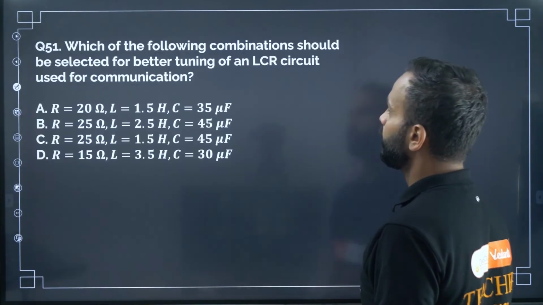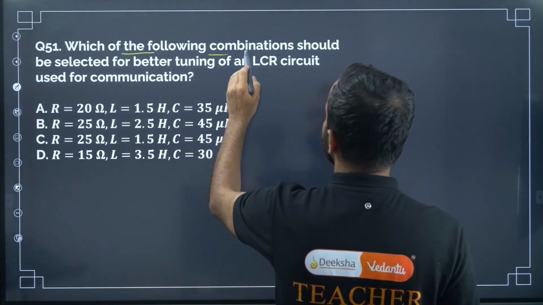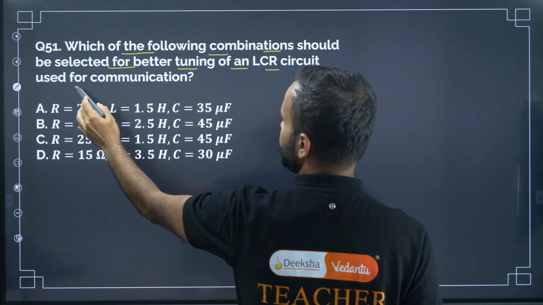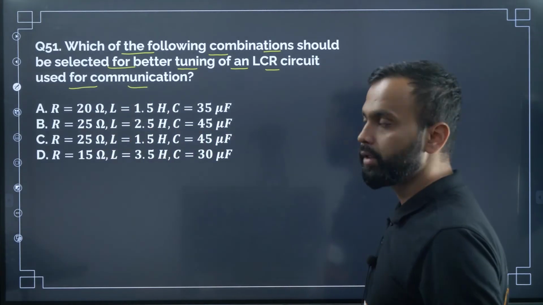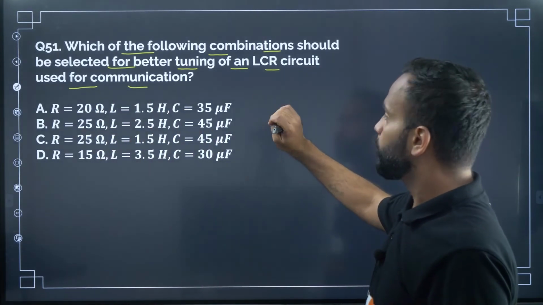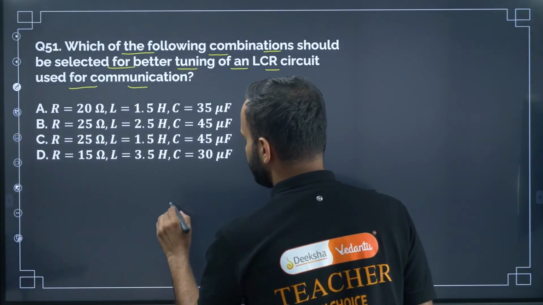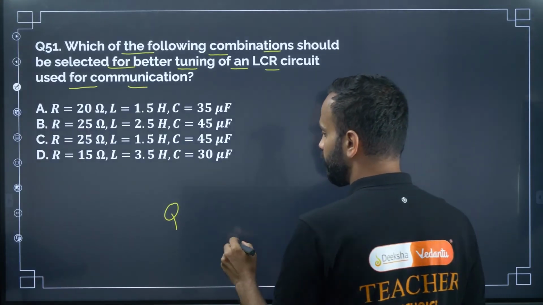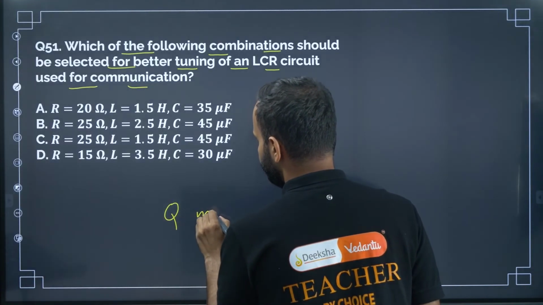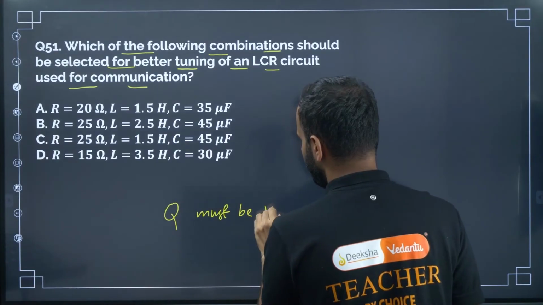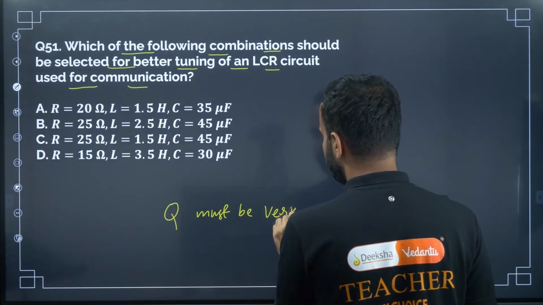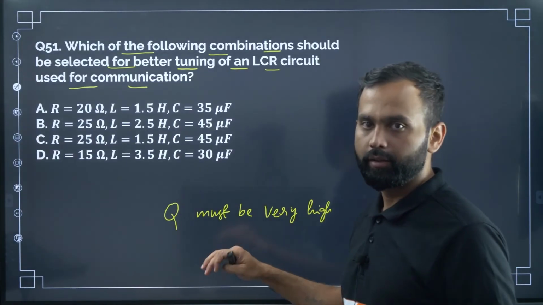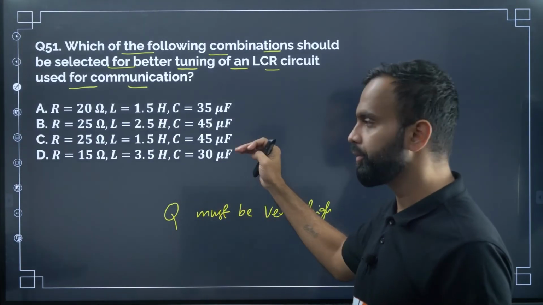Question number 51. Which of the following combinations should be selected for better tuning of an LCR circuit used for communication? For better tuning, the Q factor of the circuit must be very high. Q, the quality factor, must be very high.